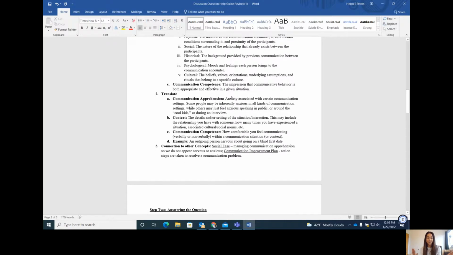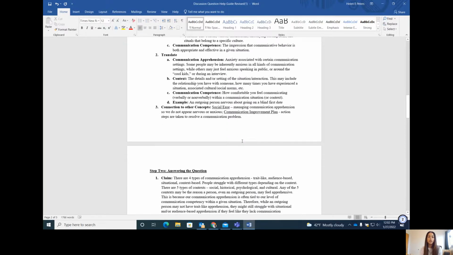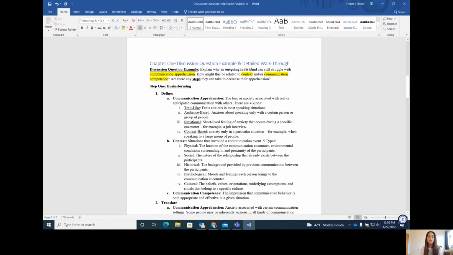Then I translated it into my own words, and you can tell this is much shorter than the more detailed ones. Then I thought of the example I would like to use for my answer. And then I went back and made sure I figured out the steps. What is she talking about there?